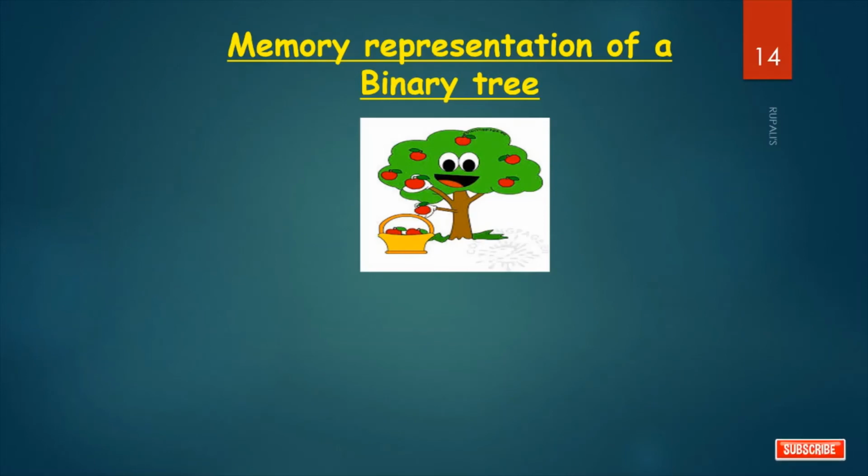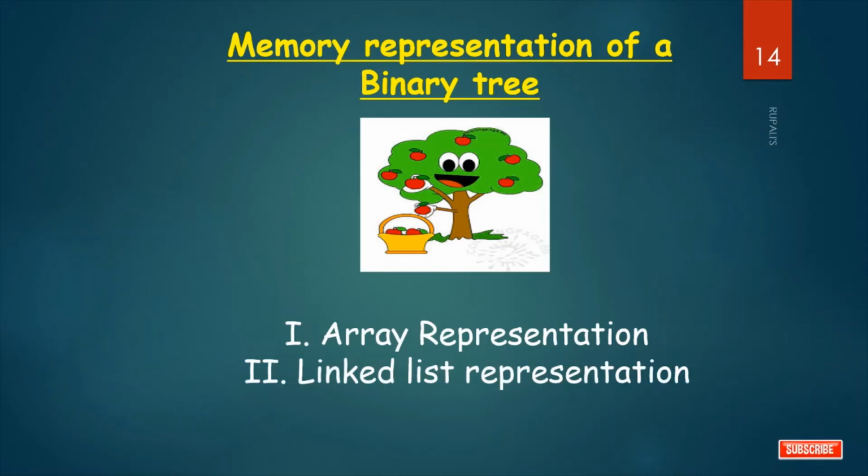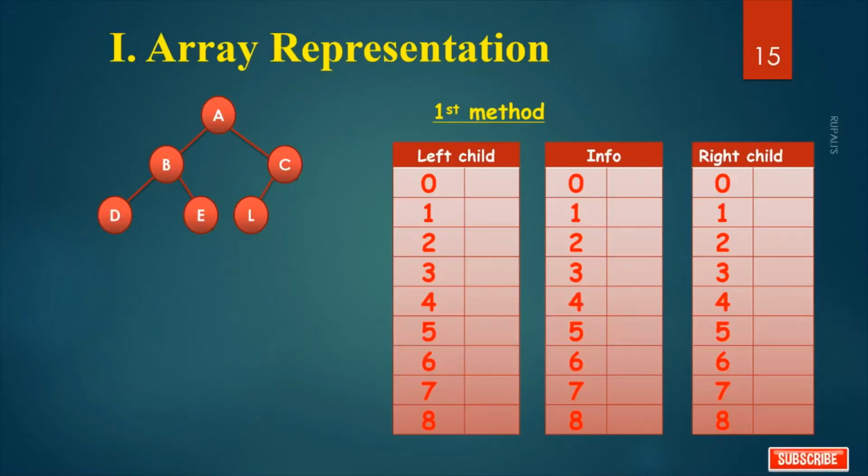How we can represent a binary tree in memory. There are two methods. First method is array representation and second is linked list representation. First, we will learn array representation. In case of array representation, there are also two methods. First, we will learn the first method. See, this is our tree. There are three tables: one is for information, one is for left child, another is for right child. You can start from any node. I repeat, you can start from any node.